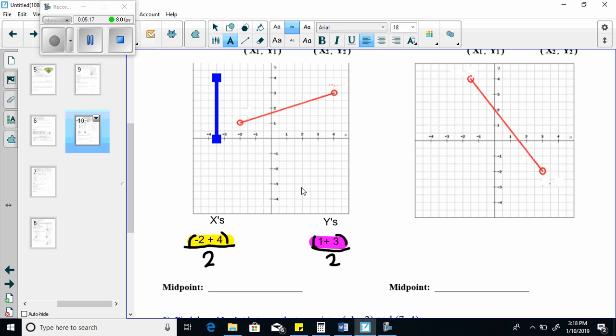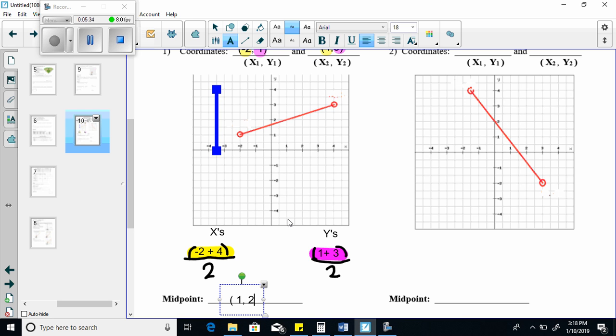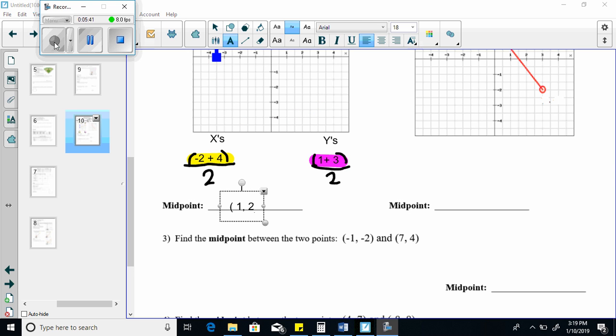All right, so when we do so, -2 plus 4 is really 4 minus 2. So 2 divided by 2 is just 1. And then 1 plus 3 is 4, divided by 2 is 2. And did Miss Collin make a mistake? She did not make a mistake. Good.